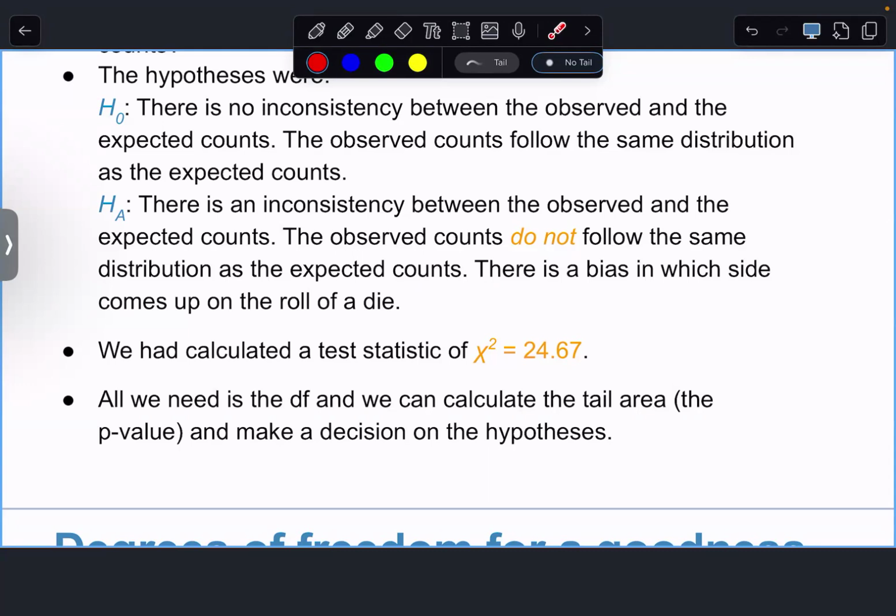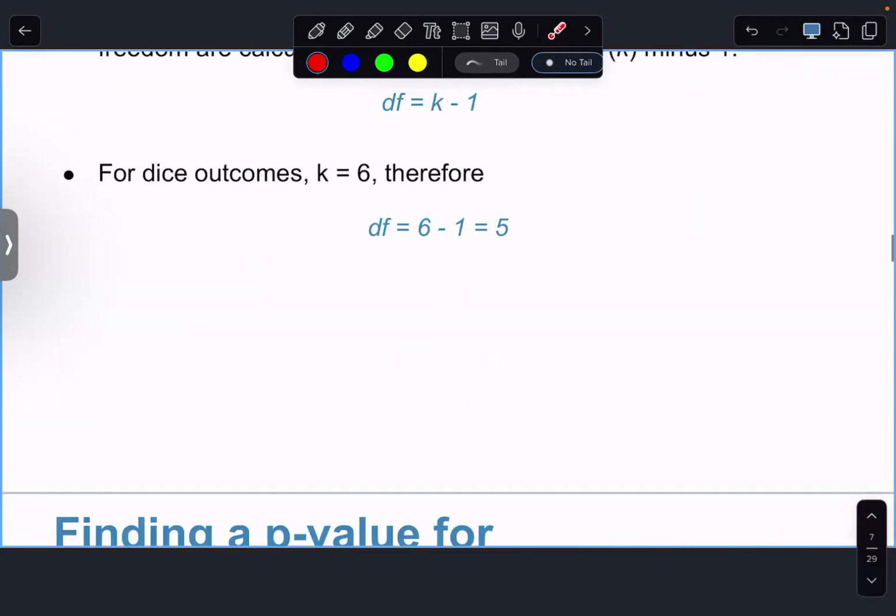Now, we calculated a test statistic of 24.67, right? We had the observed counts of each of the faces, and we had the expected counts of each of the faces. Let me see if I have it here.